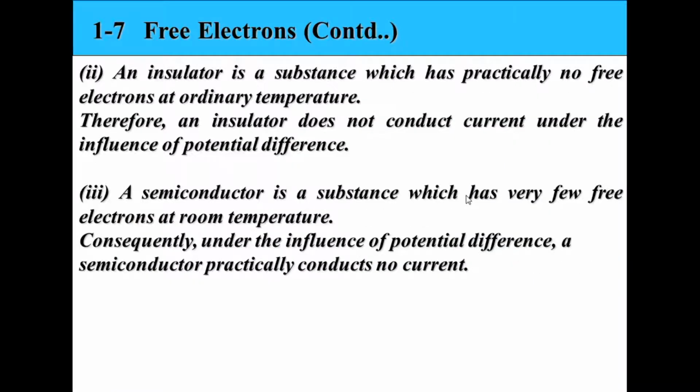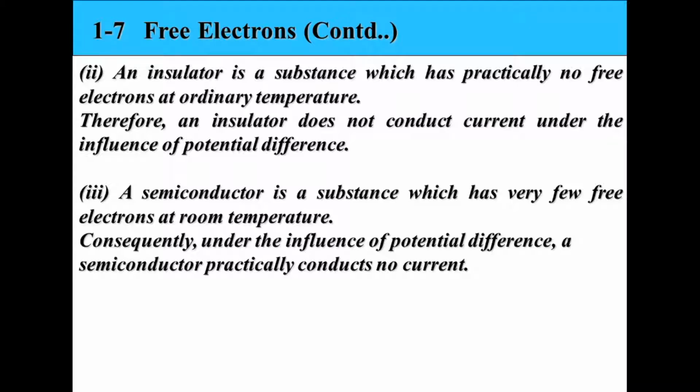Number 2, an insulator is a substance which has practically no free electrons at ordinary temperature. Therefore, an insulator does not conduct current under the influence of potential difference. That is, an insulator doesn't have any free electrons. Now, a semiconductor is a substance which has very few free electrons at room temperature, so by default, under the influence of potential difference, a semiconductor practically conducts no current.